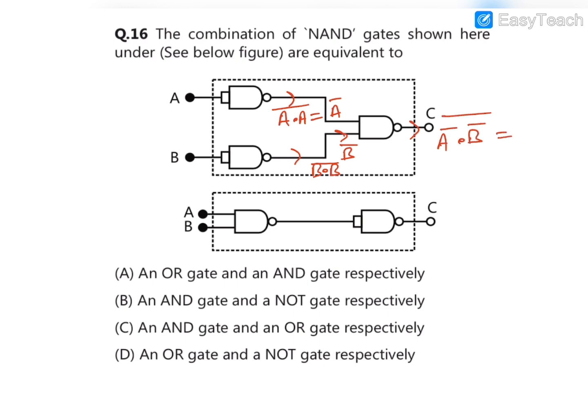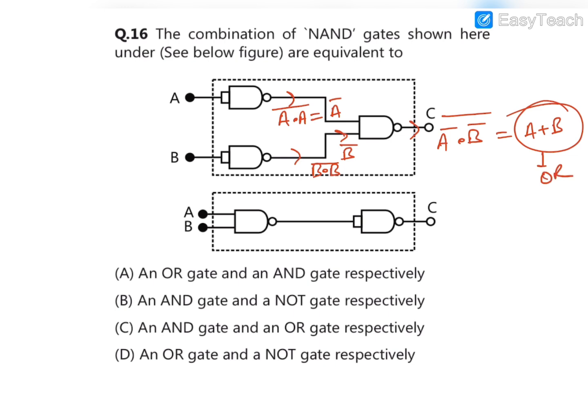Now by De Morgan's theorem, we know that A bar dot B bar is equivalent to (A plus B) whole bar. So by the double bar it would be cancelled. So it would be A plus B, which is the OR gate.